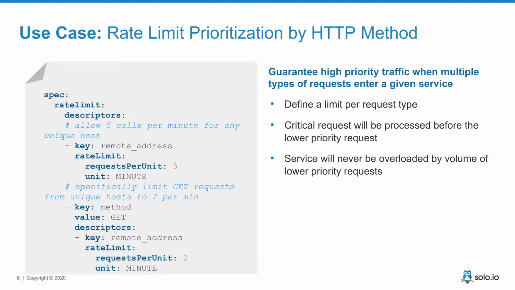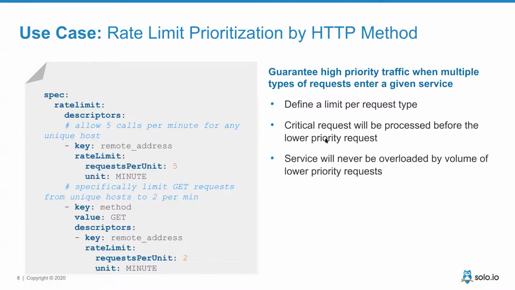We have other ways of defining tuples. In this case, we could create different limits depending on the method. So maybe there's a default limit of 5 requests per user, but for GET requests, we want to have a lower limit of just 2 per user.